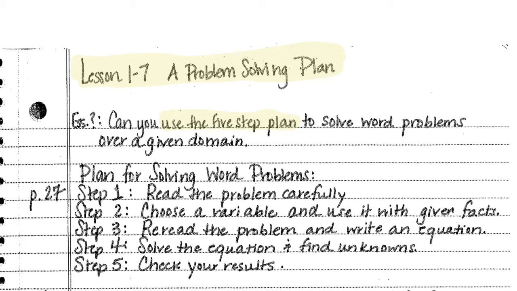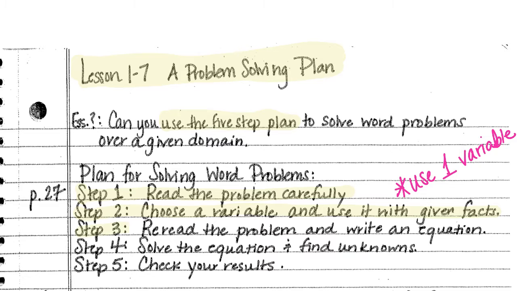If you look on page 27 of your book, you can see that step 1 is read the problem carefully. We can do that. Then, choose a variable and use it with given facts. Now let me give you a huge hint. At this point in time, we are only going to use one variable. So we will have to compare things to that variable when having to write something else. You'll see what I mean.